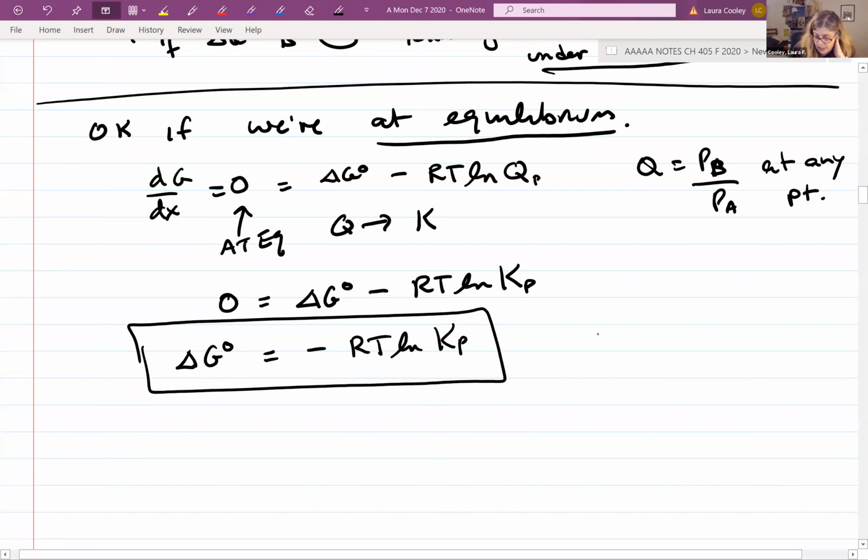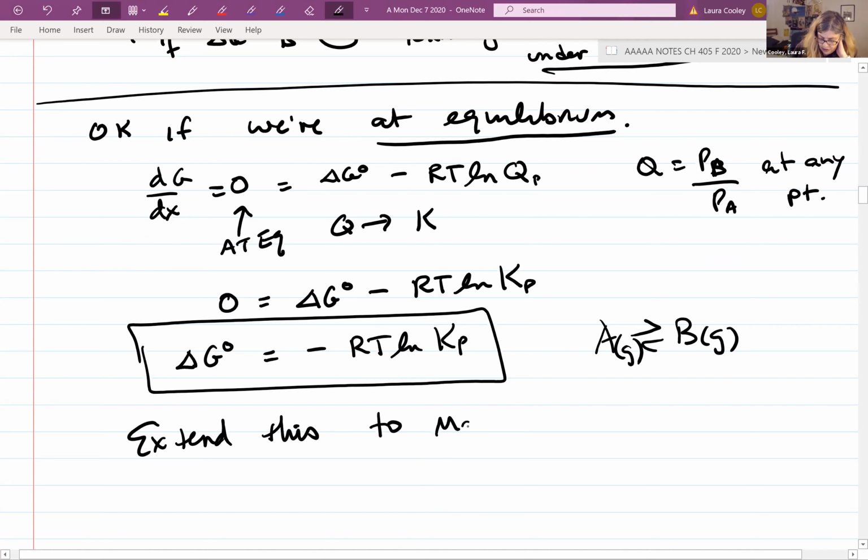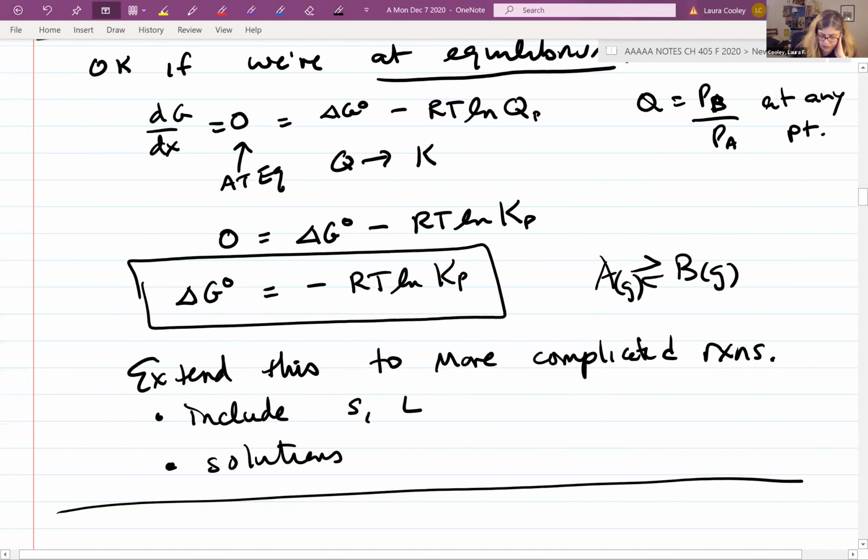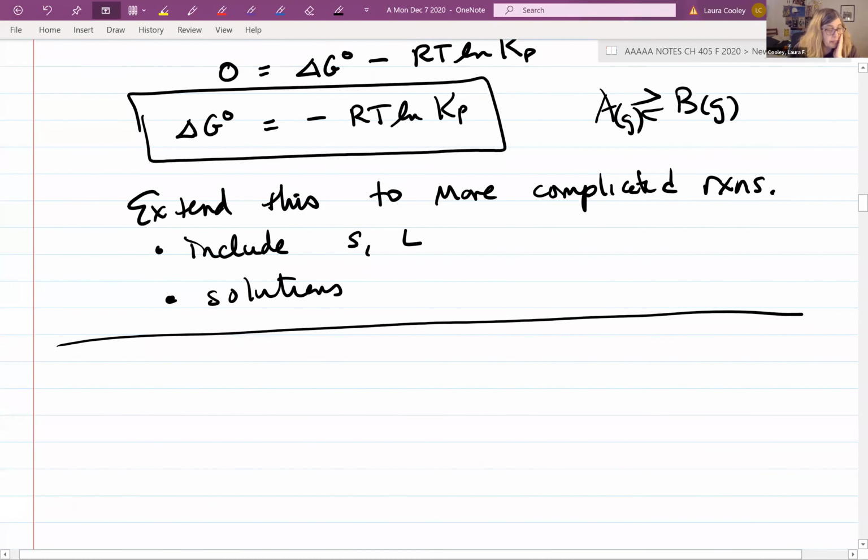And that's all fine, but that's for the A to B reaction where they're both gases. So what I'd like to do is extend this to more complicated reactions with stoichiometric coefficients that are not all 1. And then I would like to be able to include solids and liquids and even solutions. And we're going to do that all today, okay?